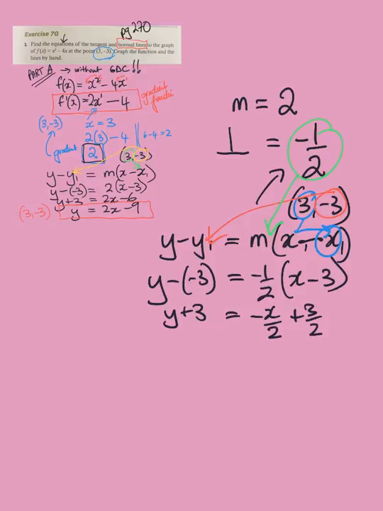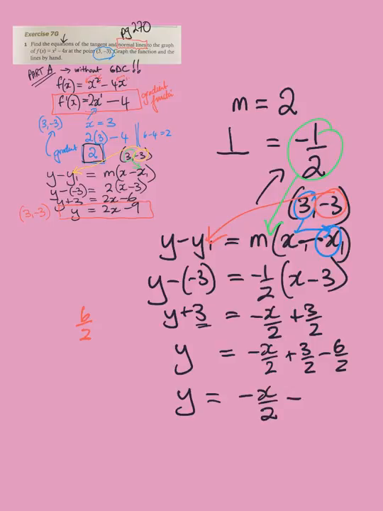So I'm going to subtract 3 from both sides. I'm going to make the 3 equal to 6 over 2, and that will help me out here. So now I have y is equal to negative x on 2 plus 3 on 2, subtract 6 on 2, because that was my 3 here. So now I end up with the equation of negative x on 2 minus 3 on 2, and that is the equation of the normal to the point (3, -3).